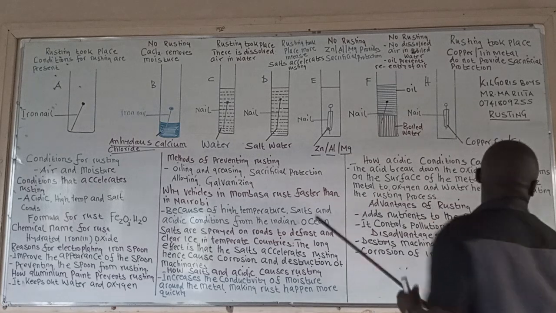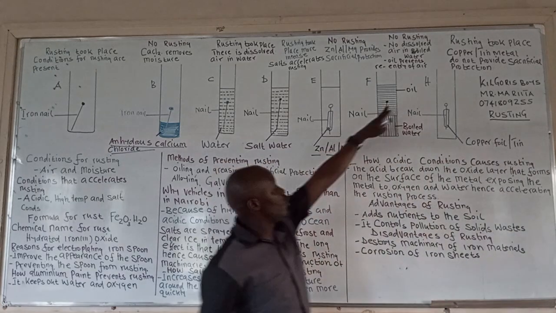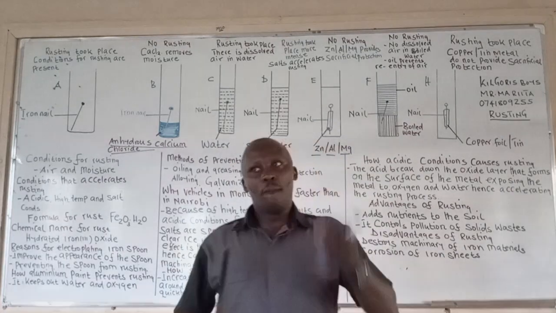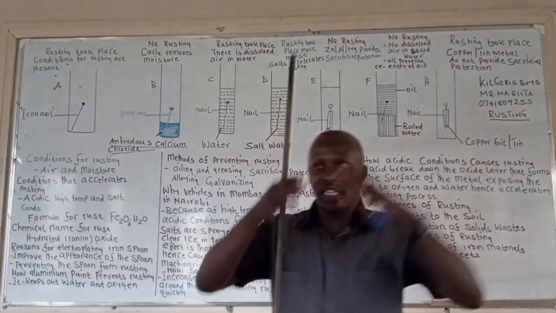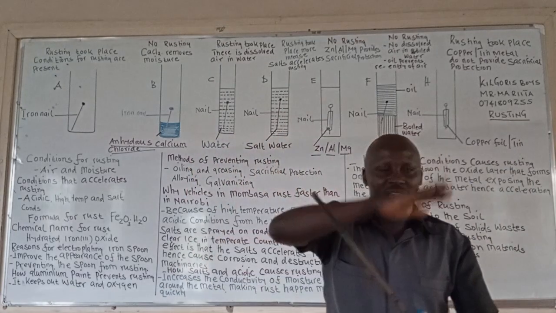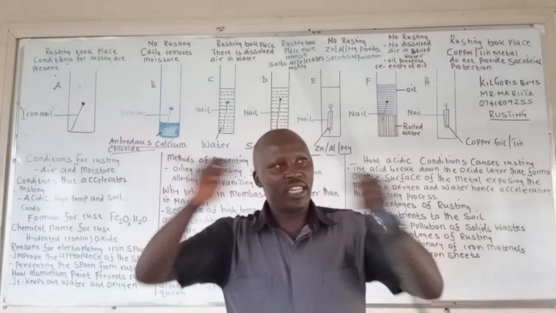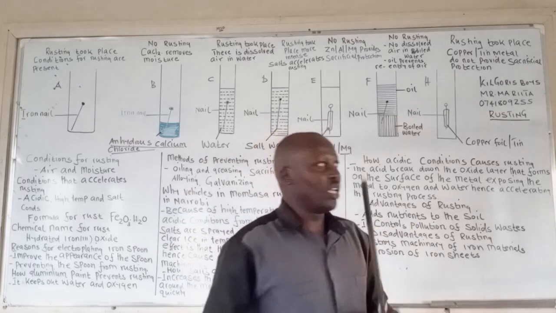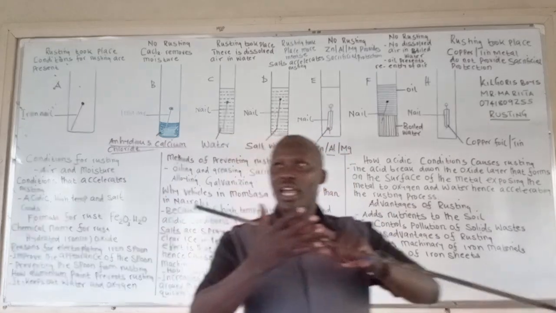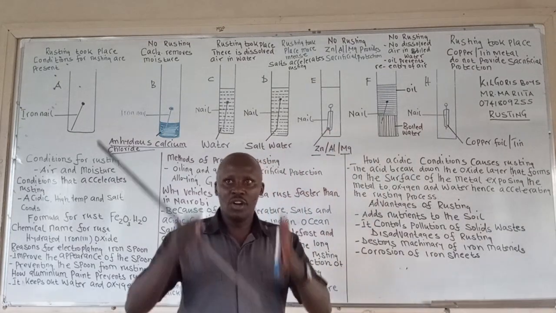Now we can also have test tube F, where we have boiled water, and then a layer of oil on the boiled water. Boiling water drives out air, a condition required for rusting. Covering the boiled water with a layer of oil prevents re-entry of oxygen. That means there is no oxygen and there is no moisture, so there will be no rusting.